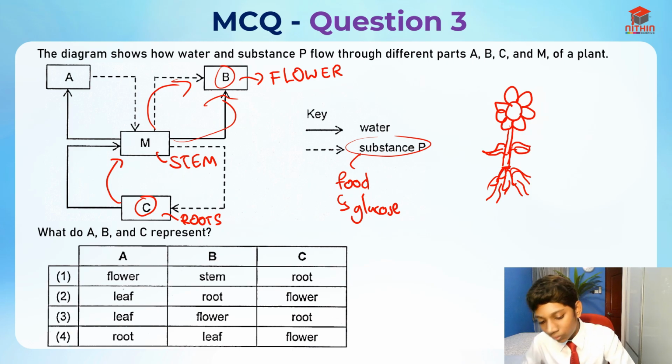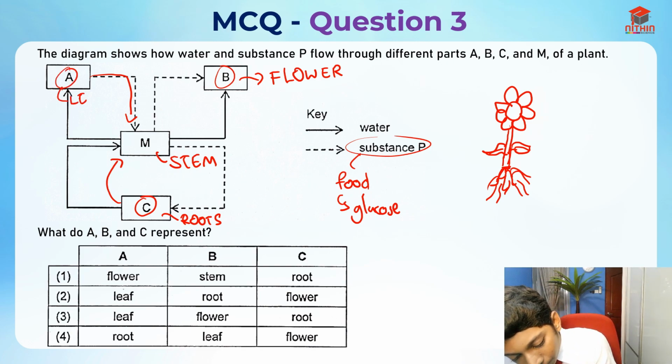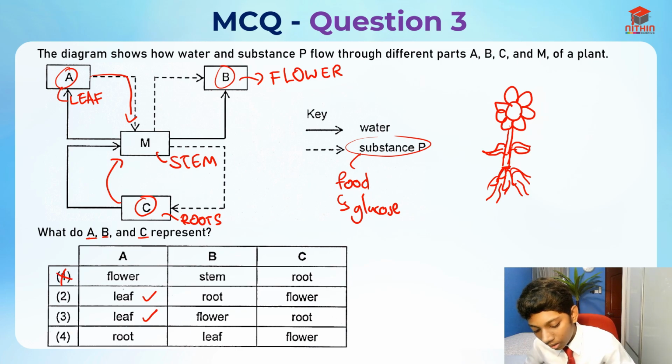And A actually makes food, transports it to the stem. Okay, there's too many arrows right now, so let me just erase these two arrows here. Transports food to the stem. Then from the stem, it actually transports food to the flower and to the roots. So this shows that A is actually the leaf, right? So now that we have identified all the parts A, B, C and M, now we can tell what A, B and C represents. So A is the leaf, so only 2 and 3 are right, so 1 and 4 is gone.